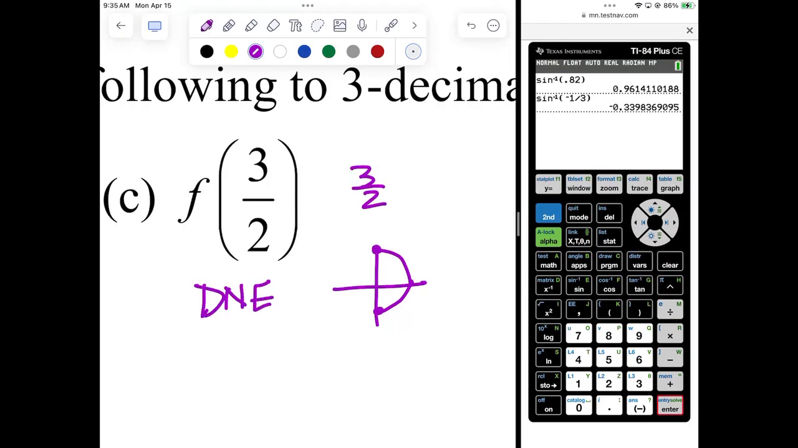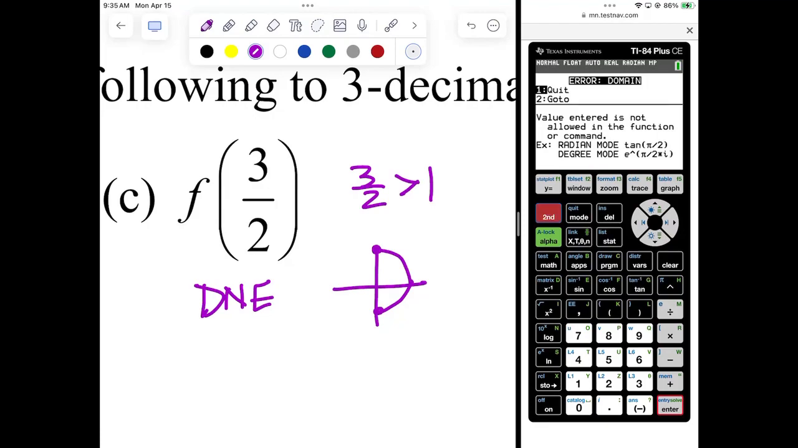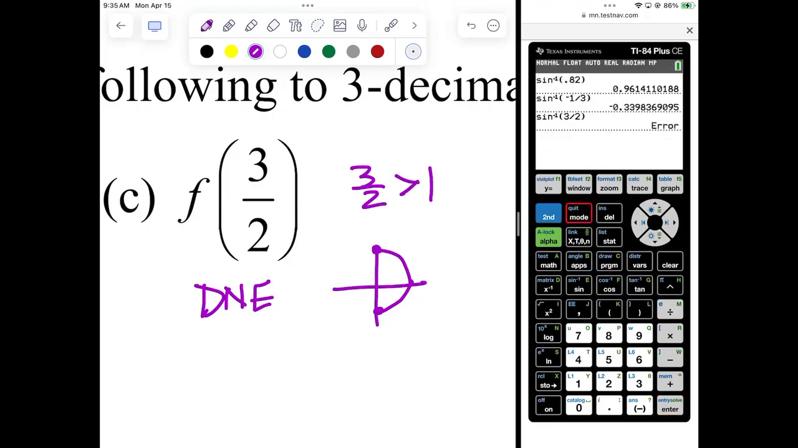What do we know about 3 halves in relation to 1? It's bigger. Can you have a sine ratio bigger than 1? Can you have a sine ratio smaller than negative 1? No, so it should be DNE. Second sine of 3 divided by 2, not in the function. 3/2 is bigger than 1, right? You can't have a sine ratio bigger than 1 or smaller than negative 1.